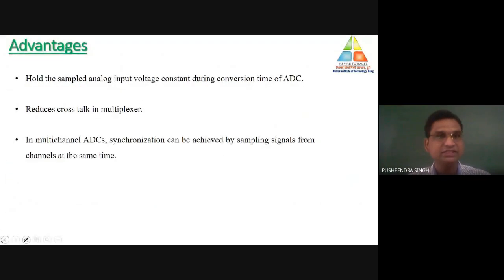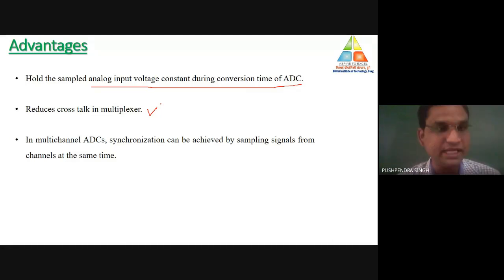Now what are the advantages? First, it holds the sampled analog input voltage constant during the conversion time. That is the prime requirement of the sample and hold circuit. Second, it reduces crosstalk in the multiplexer. If there is no error and the whole data is constant, there would not be any possibility of crosstalk. And the third one is in multi-channel ADCs, synchronization can be achieved by sampling signals from the channels at the same time. So these are the basic advantages of the sample and hold circuit.